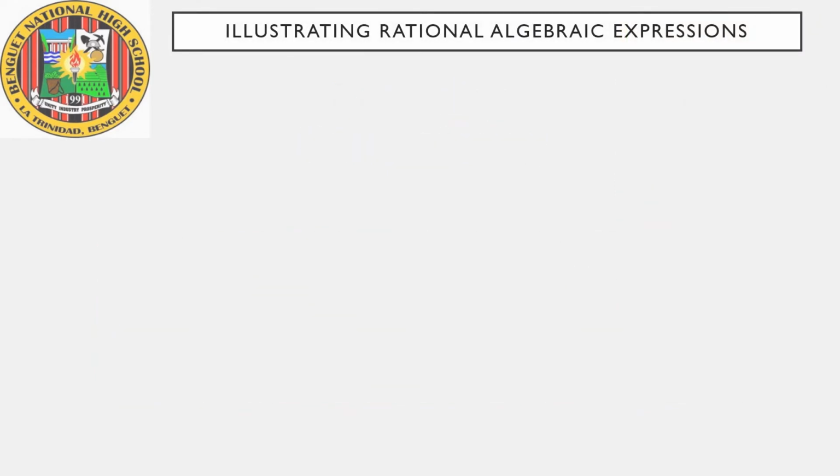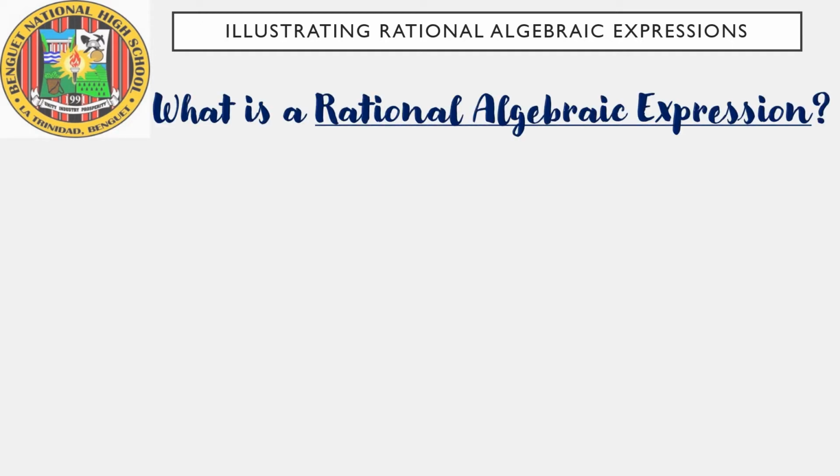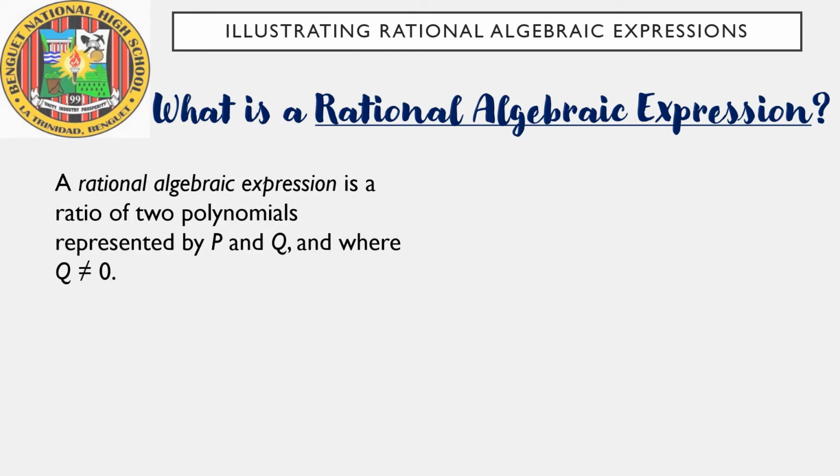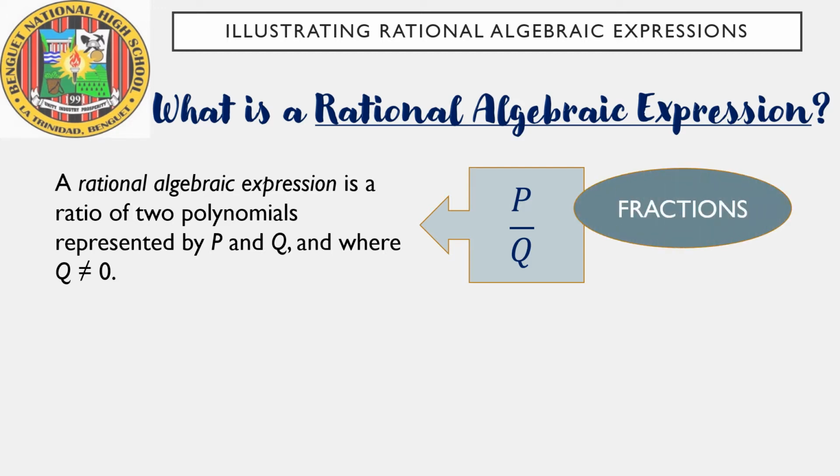To start with our lesson, we should first ask, what is a rational algebraic expression? A rational algebraic expression, or RAE, is a ratio of two polynomials which we symbolize as P and Q, where Q should not be equal to 0. An RAE looks like this. Does it look familiar? That's right. The rational algebraic expression is a fraction. Take a look at the following examples.